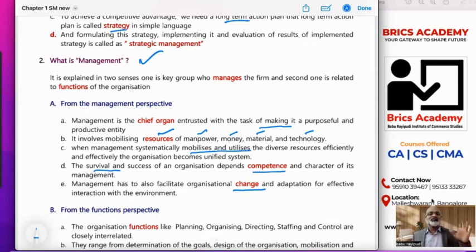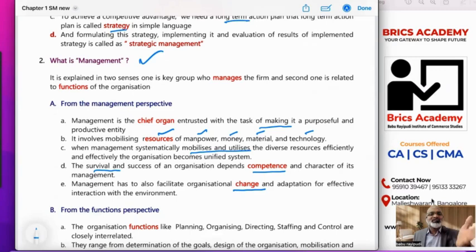First point, management mobilizes resources in the form of manpower, money, material, and technology. Management mobilizes resources, utilizes resources efficiently, and management competency determines the success of the organization. That means if the management is competent. Management is a separate skill which executes things.